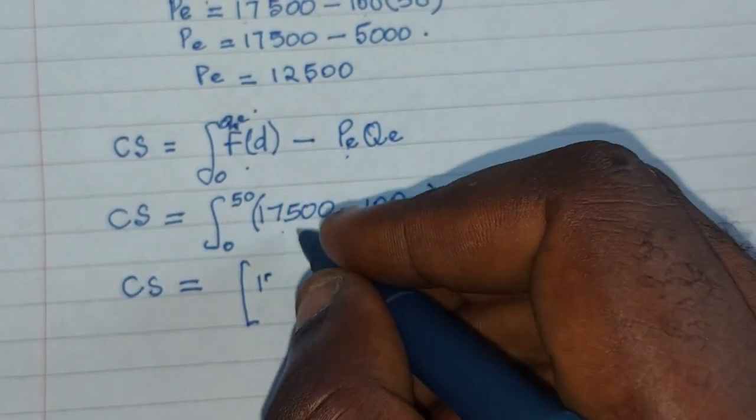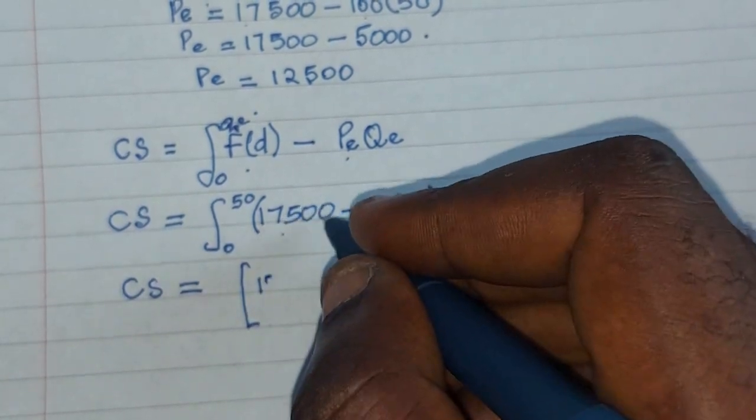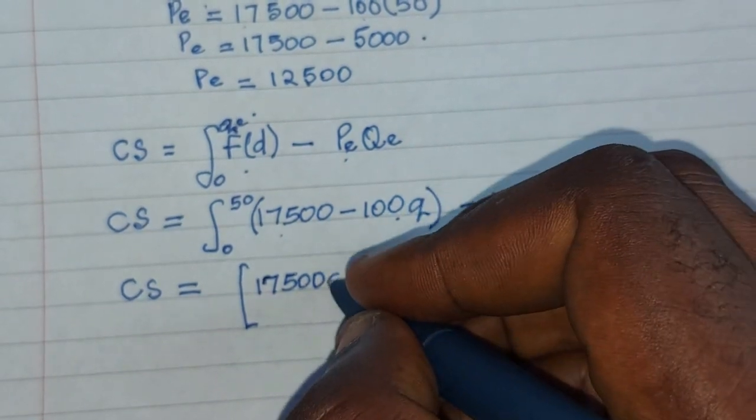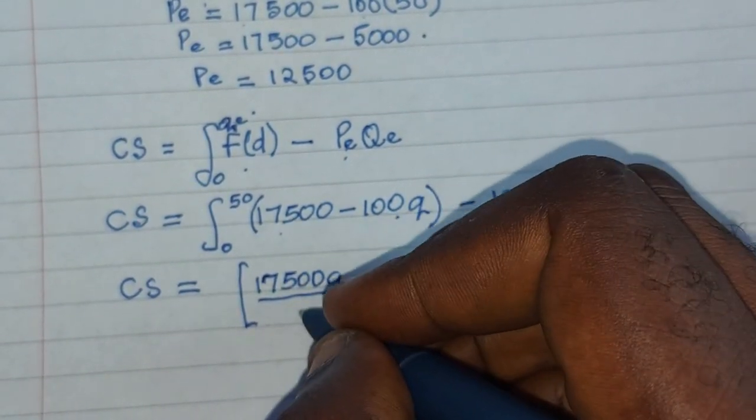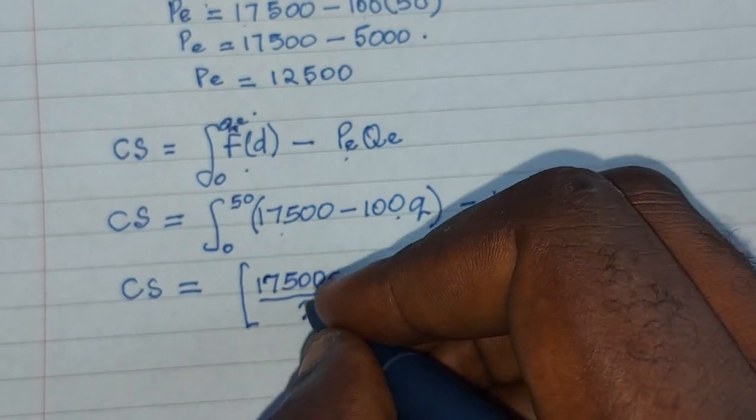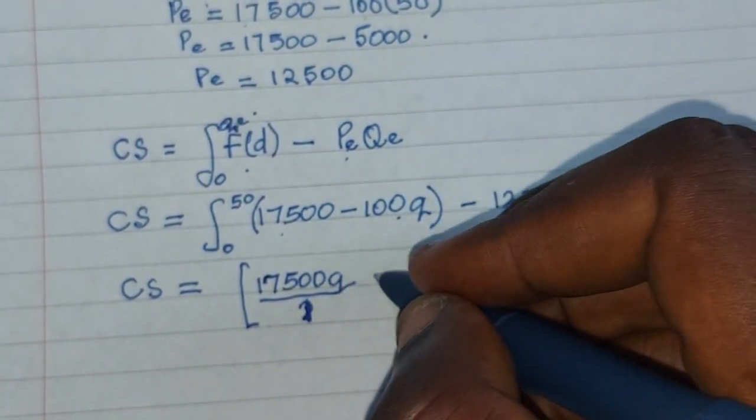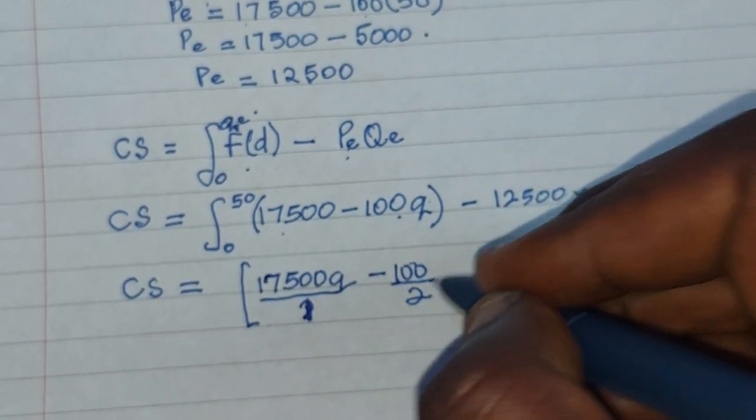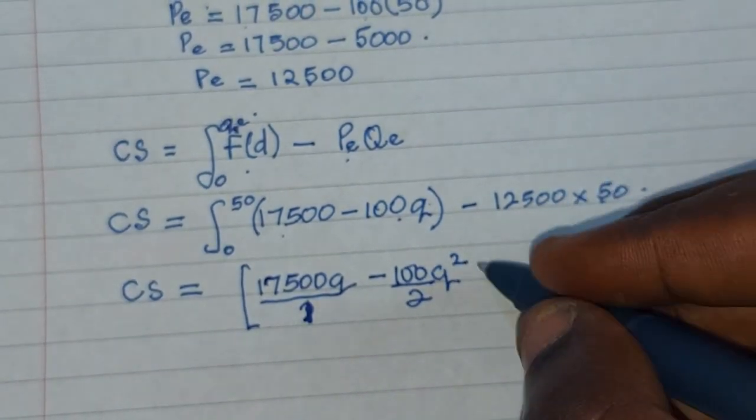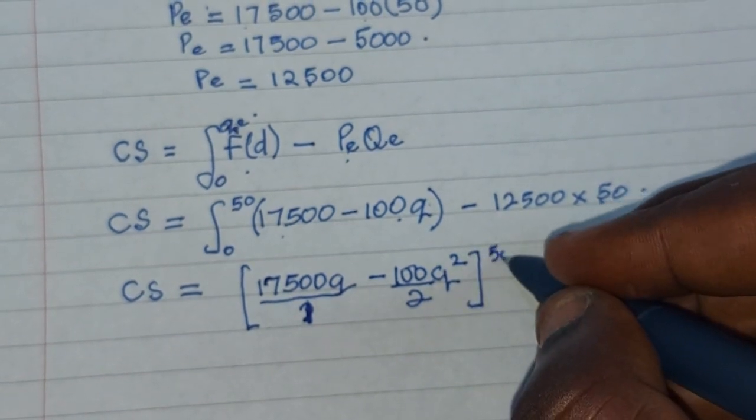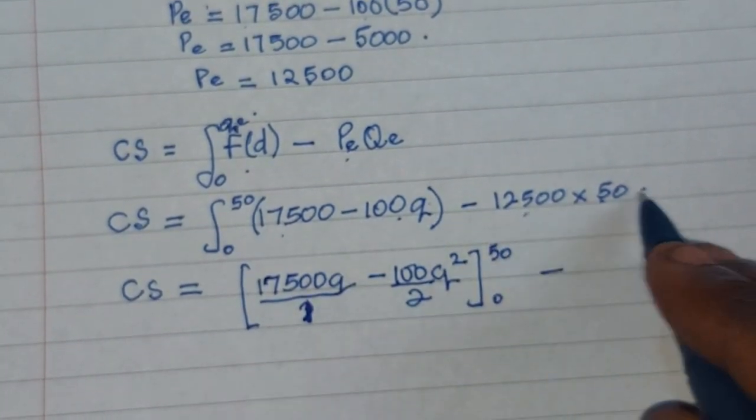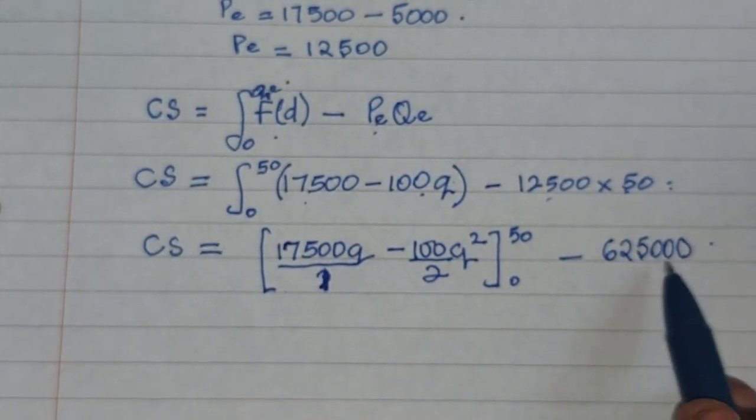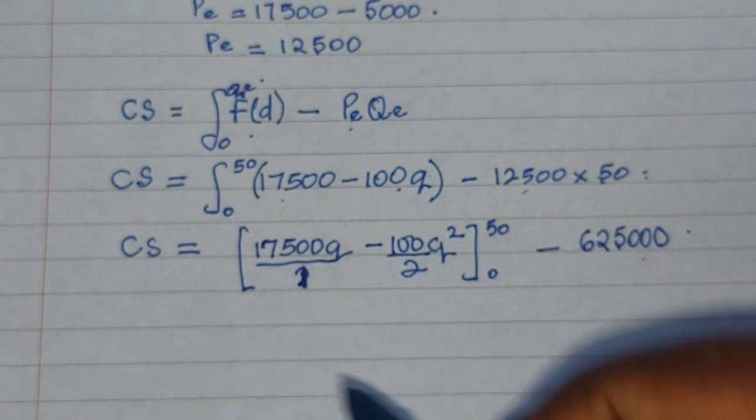Now let us integrate this. Before you substitute, let's integrate. So if you integrate, we have 17,500Q all over 1 minus 100 all over 2 Q raised to power 2, evaluated from 0 to 50, minus, when you multiply this, you have 625,000. All right, now let us substitute.